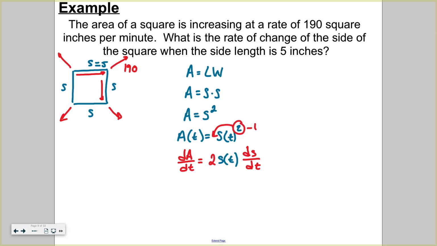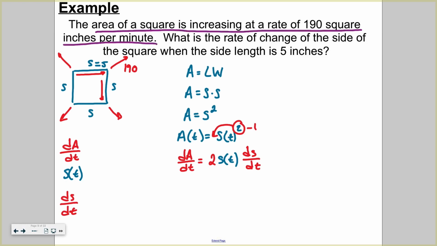Alright, so then we have our variables here. We have the change in area with respect to time. We have the side length at a particular time. And then we have the change of the rate of change of the side. Alright, so we are told that the area of the square increases at a rate of 190 square inches per minute. So dA/dt is going to be 190.